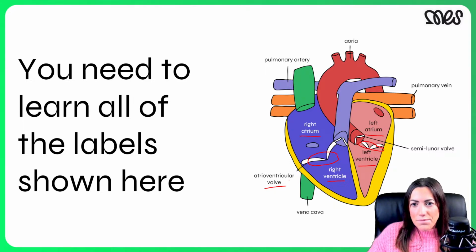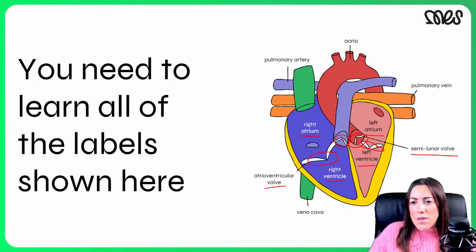We're good so far. Let's think about the second set of valves. I don't know if you can spot them. We've got another set of valves. I'm just going to circle them. Another set of valves here. And they are the semilunar valves. Okay, so there's semilunar valves going into this blood vessel from the right ventricle, and another set of semilunar valves going into this blood vessel from the left ventricle. Okay, semilunar because they look like half moon shapes. That's why we call them the semilunar valves.